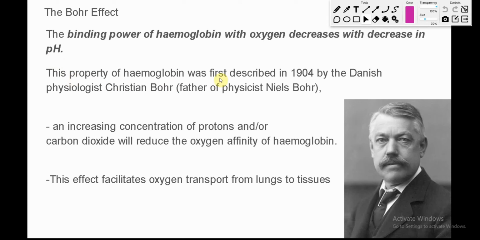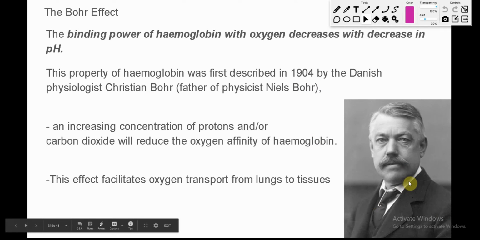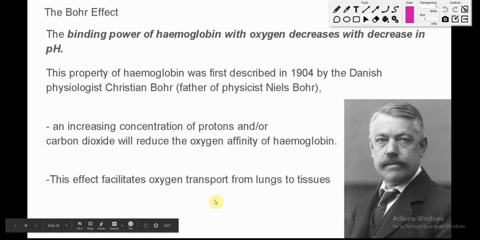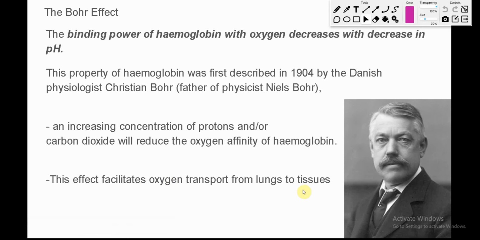This property of hemoglobin was first described in 1904 by the Danish physiologist Christian Bohr, who is the father of Niels Bohr. He said that on increasing the concentration of protons or carbon dioxide, which are acidic substances, so on increasing the acidity, what will happen? It will reduce the oxygen affinity of hemoglobin. The hemoglobin will not be able to take up oxygen in acidic conditions. This effect facilitates the oxygen transport from lungs to tissues.